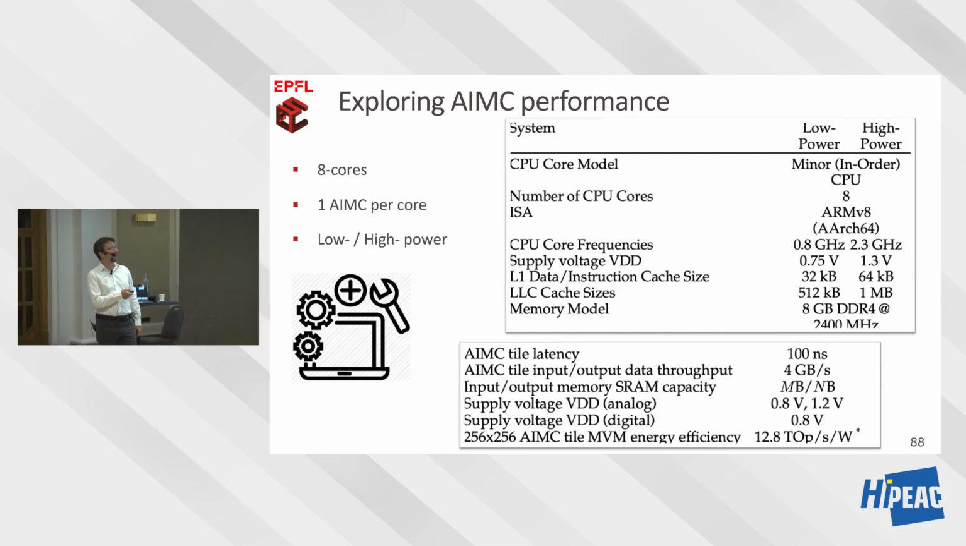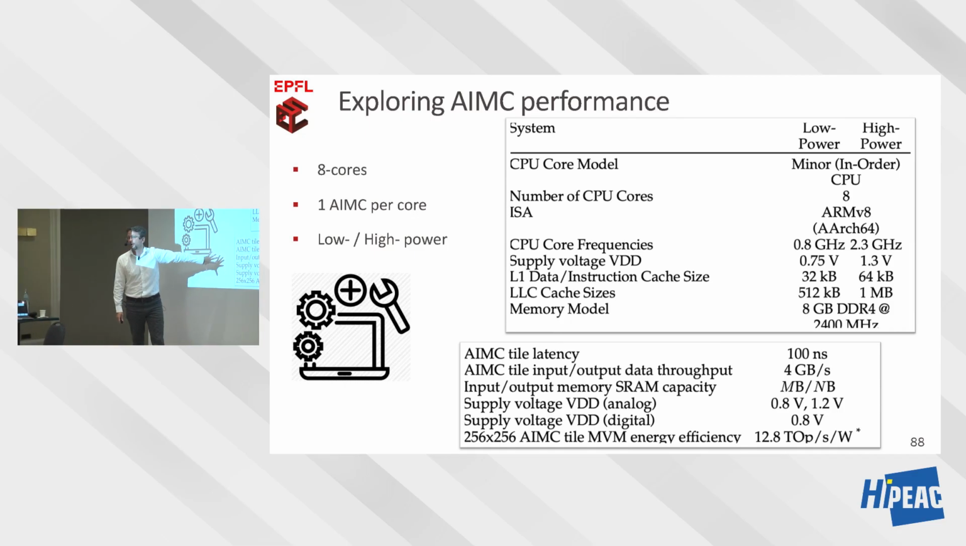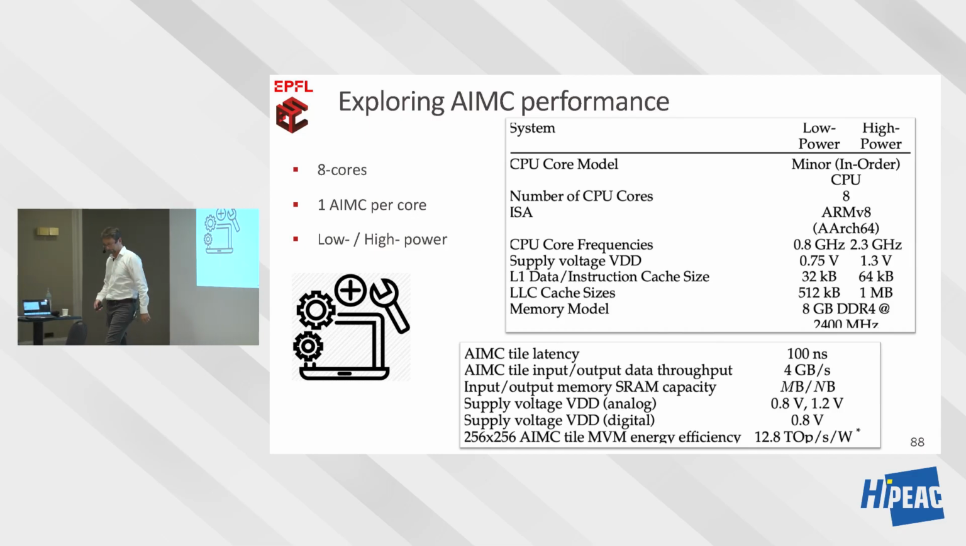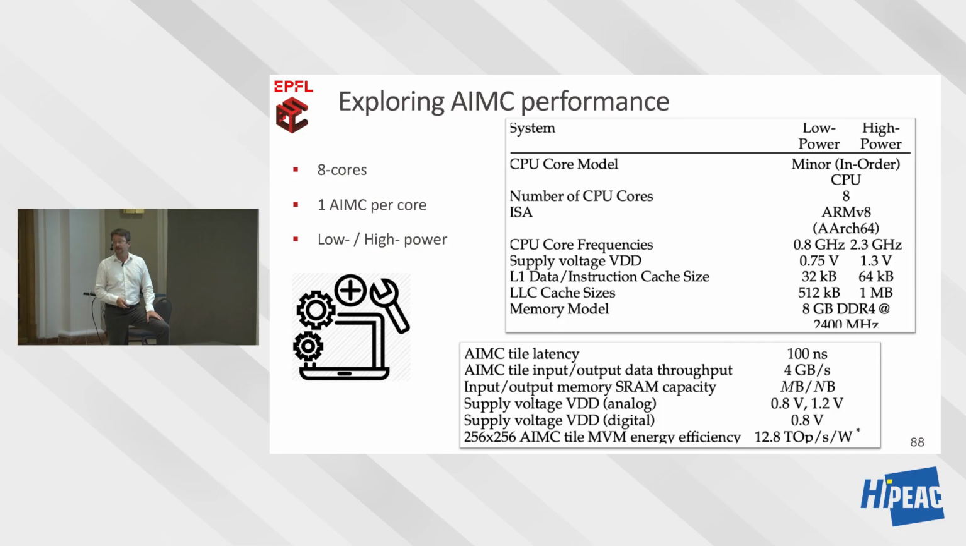This is the definition of the system which we used. Again, it's pretty similar to the one which I showed you before, and this is the characterization coming from IBM. As a side note, people use different technologies to realize non-volatile memories. In this case it is phase change memory, PCM. You can have different trade-offs depending on the actual physical mechanism and implementation that you use in order to realize an analog in-memory computing crossbar.